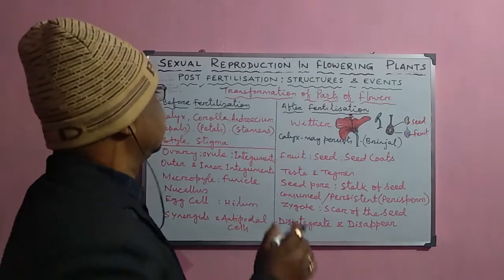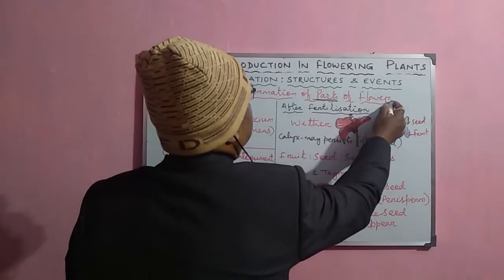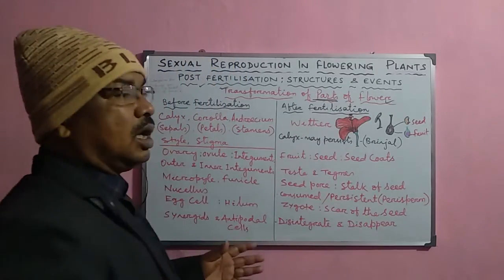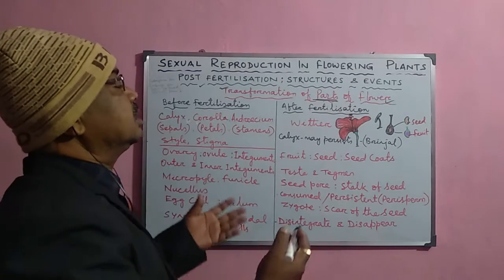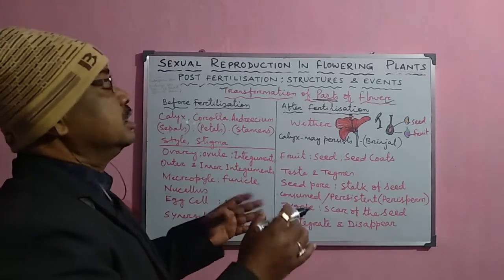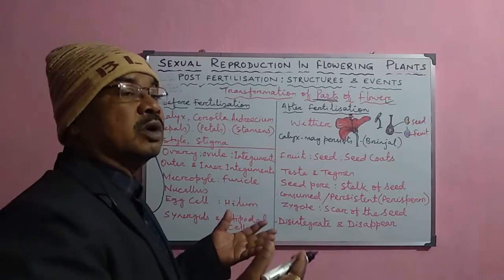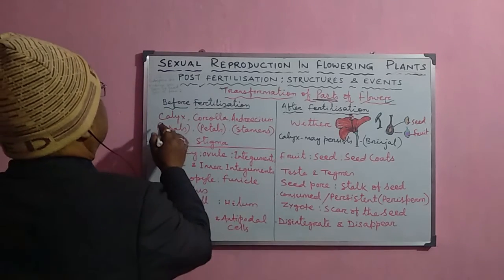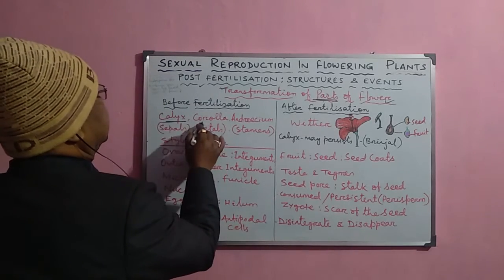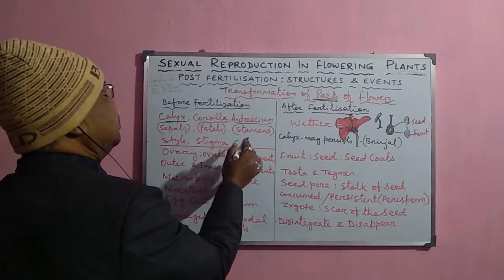Now we shall start with the transformation of the different parts of the flower. Now, in flowering plants, how do the different parts of the flower wither away after fertilization, and how do they transform into different parts of the seeds and the fruits, etc.? Now the different parts of the flower are the calyx, corolla, androecium and gynoecium. These are the four important parts.